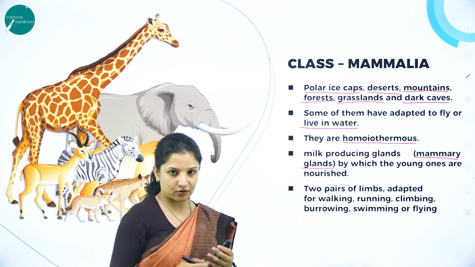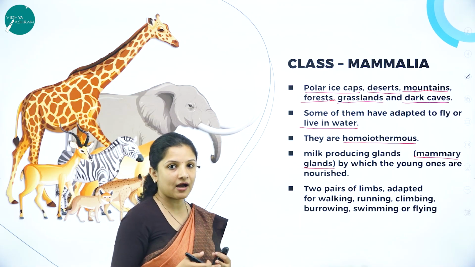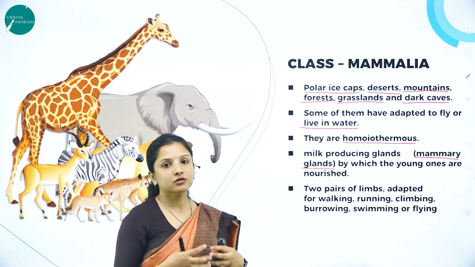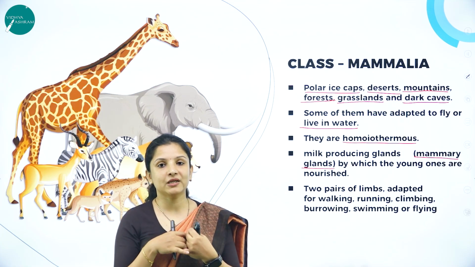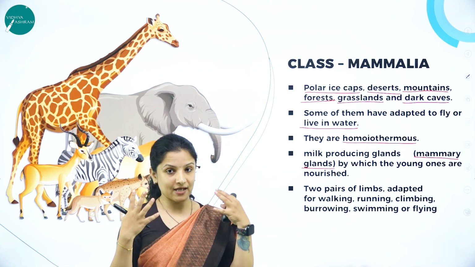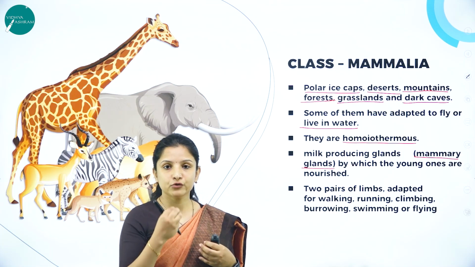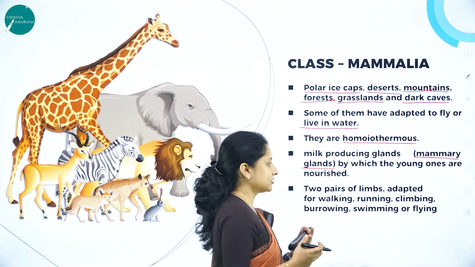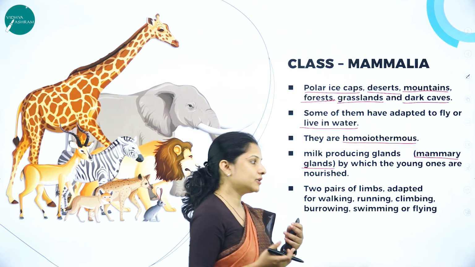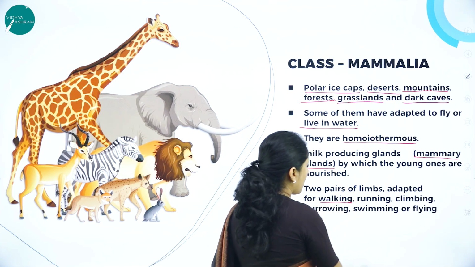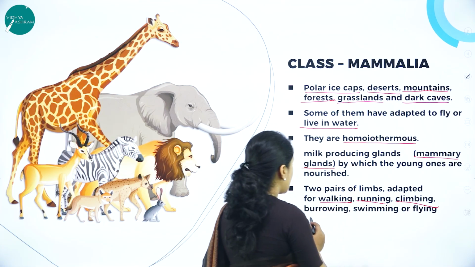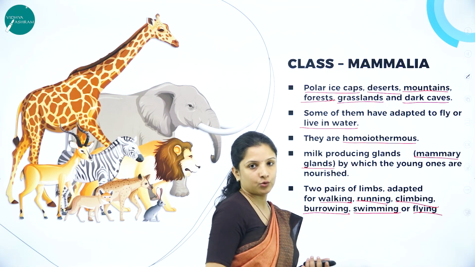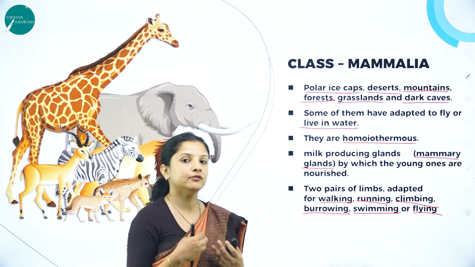And they have two pairs of limbs, that is the forelimb and the hind limb, which help them to move, walk around, and also for feeding. For example, we human beings, who also come under mammals, use our forelimbs, that is the hands, for feeding or eating, right? And both the hind limbs and the forelimbs are adapted for walking, running, climbing, burrowing, swimming and flying as well. As in the case of bats, they are used for flying.